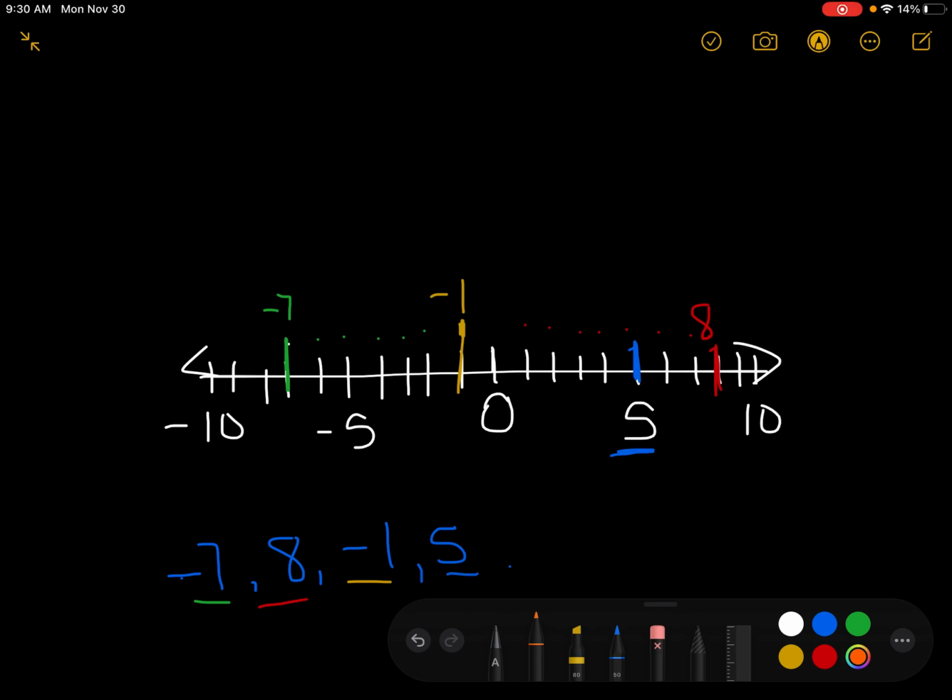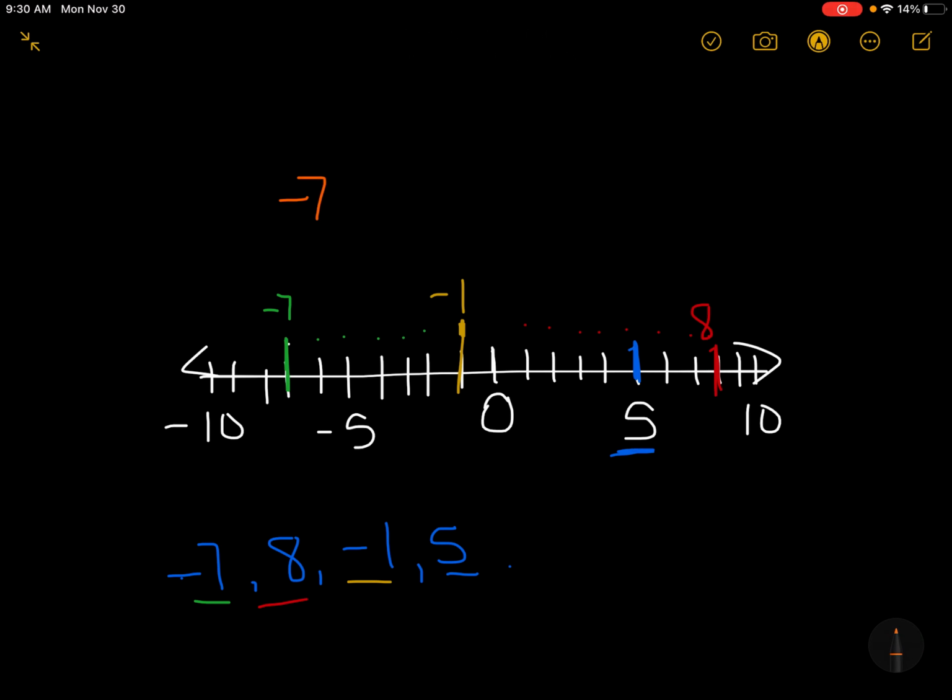In this instance, I'm going to put them on a number line and then put them in order from least to greatest. Remember, the numbers that are the least are the farthest to the left on the number line. So -7 would be the least number here. And then they get higher. Greater numbers are always to the right. So my numbers are in order from least to greatest, from left to right on my number line.